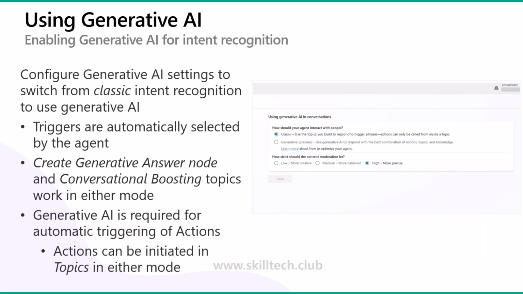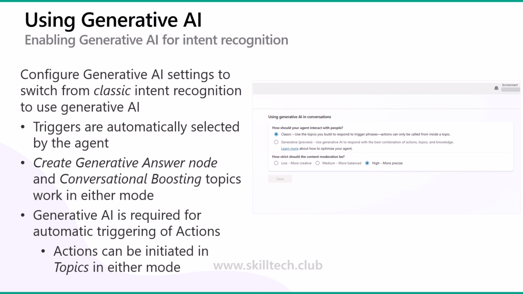Now let's understand how we can enable generative AI for intent recognition. Identifying the intent of the user is a very important task. By default, Copilot Studio uses a classic language understanding model to parse and interpret users' input and determine the user's intent. As an alternative approach, you can enable generative AI to determine the most appropriate topics and actions to trigger based on the user input. You should also keep in mind that all the generative AI functionality in the topics that we have covered so far is actually available in either of these modes.